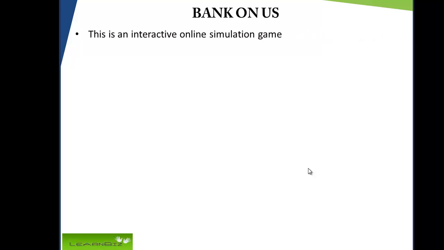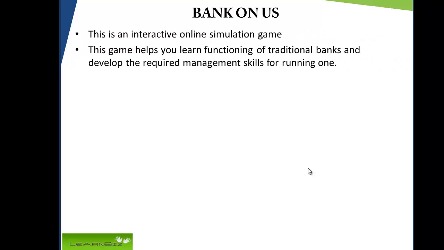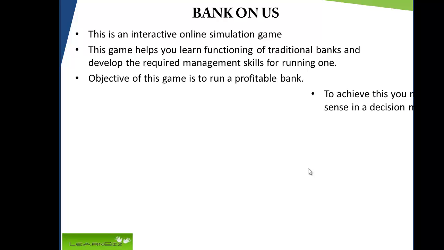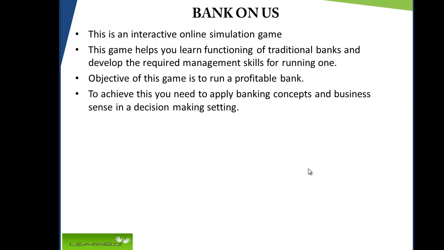Bank on Us is an interactive online simulation game. This helps you to learn the functioning of traditional banks and develop the required management skills for running one. The objective of this game is to run a profitable bank. To achieve this, you need to apply banking concepts and business sense in a decision-making setting.